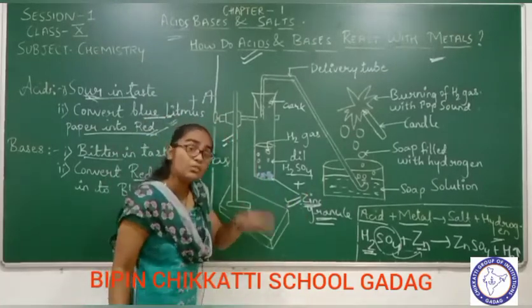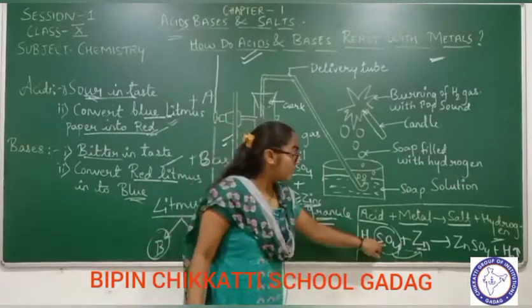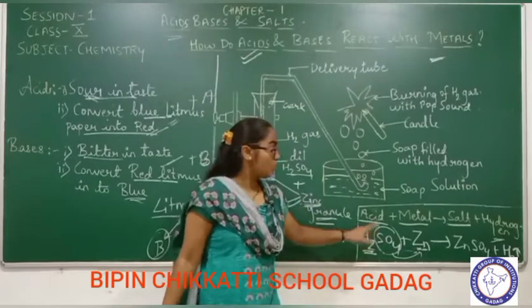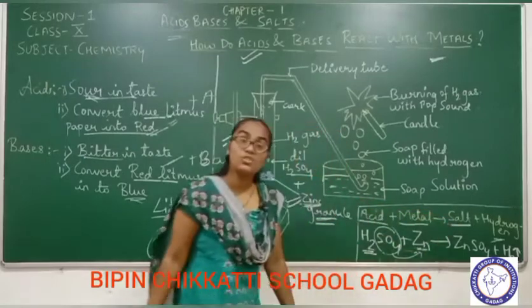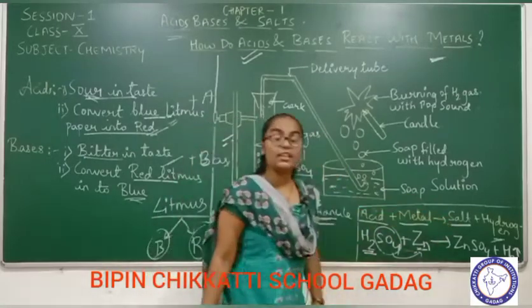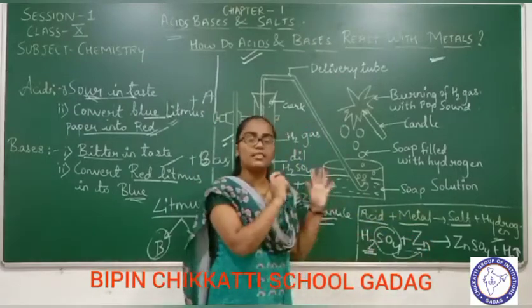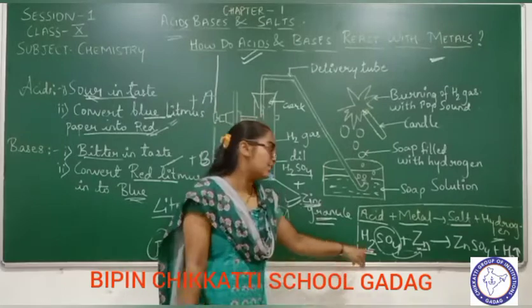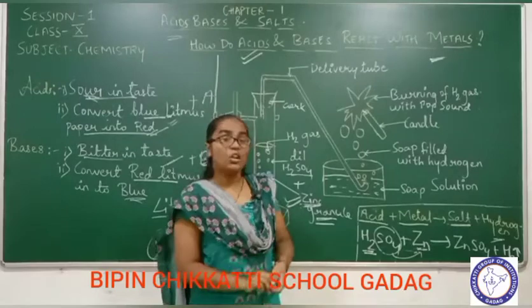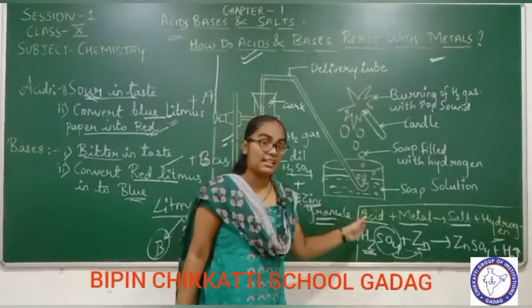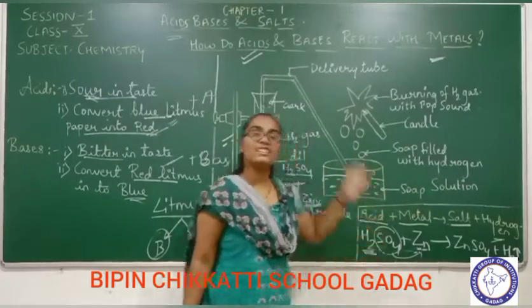When it reacts, the zinc displaces or removes the sulfate ion from the sulfuric acid. When it displaces the sulfate ion, it forms a salt, and the name of the salt is zinc sulfate. And what is going to get released? What remains there in the free state is hydrogen, which is going to get evolved in the form of a gas. So that is the reaction taking place, wherein acid reacts with a metal to form salt plus hydrogen gas.